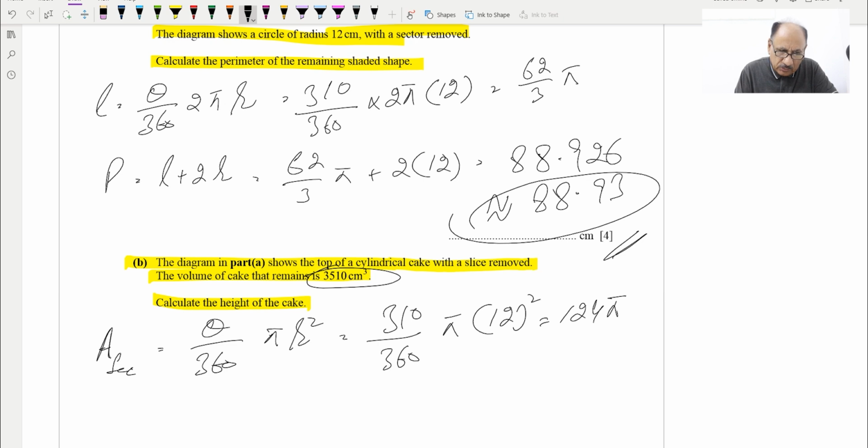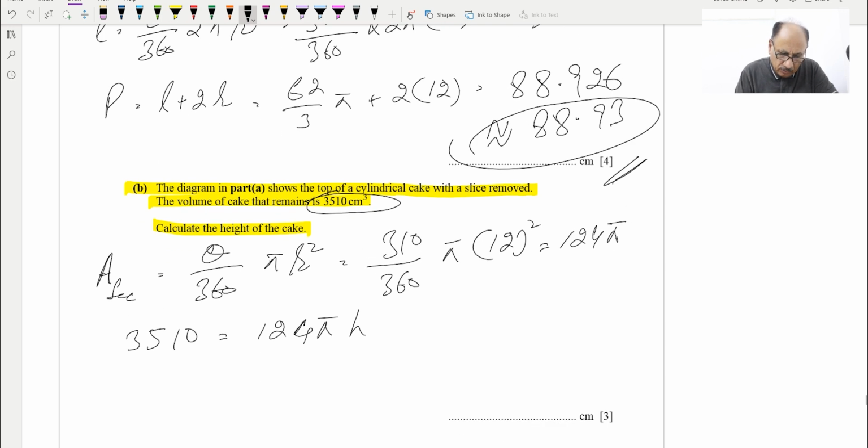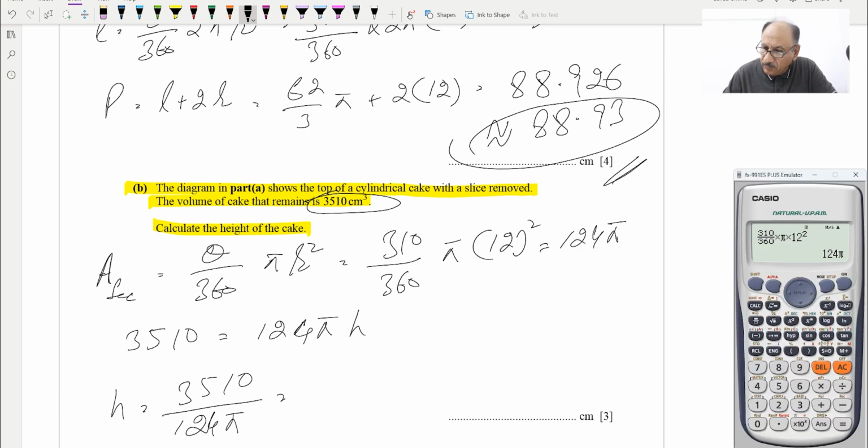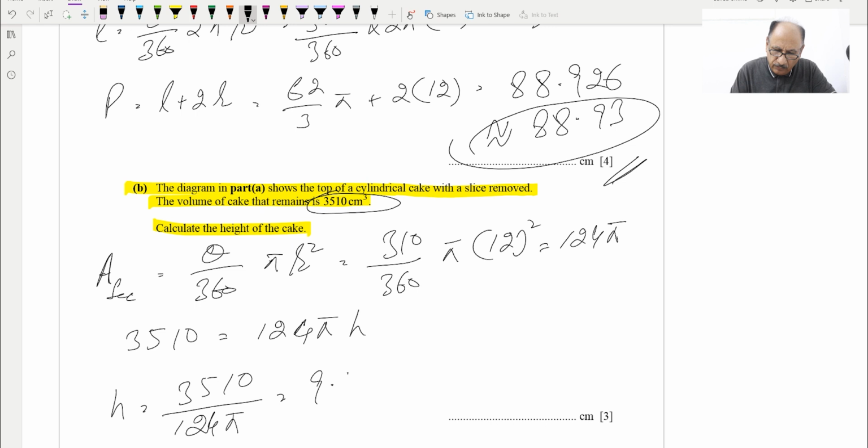So we will use the volume formula. 3510 is equal to face area multiplied by height, and height will be equal to 3510 divided by 124 pi, and this will be 3510 divided by the answer, which is equal to 9.01 centimeters, and 9.01 centimeter is the final answer for this 3 mark question.